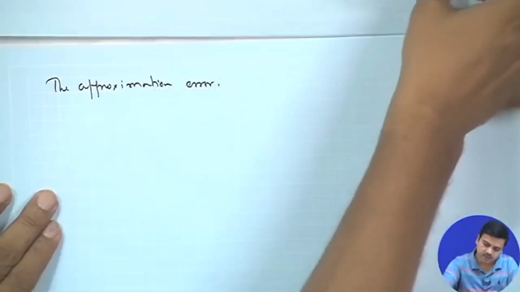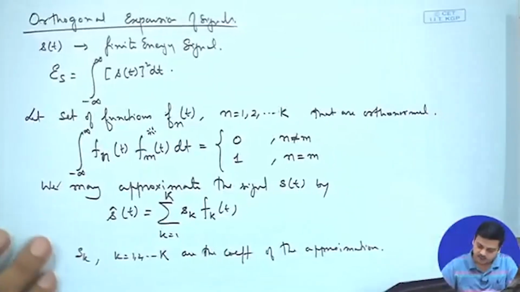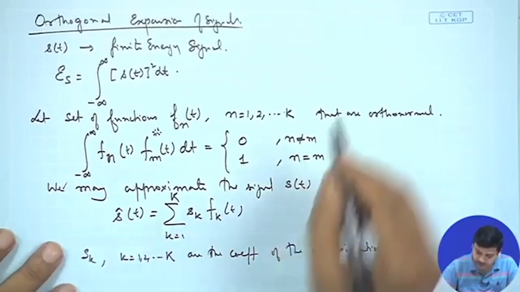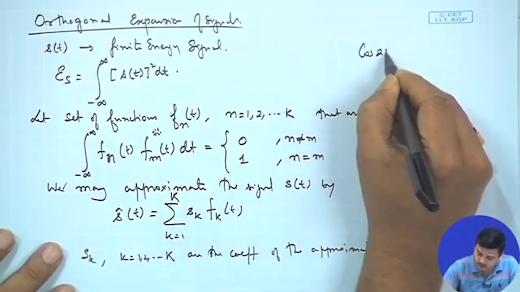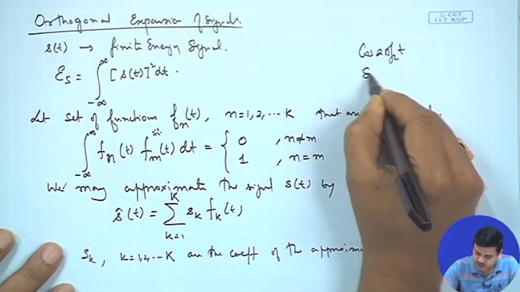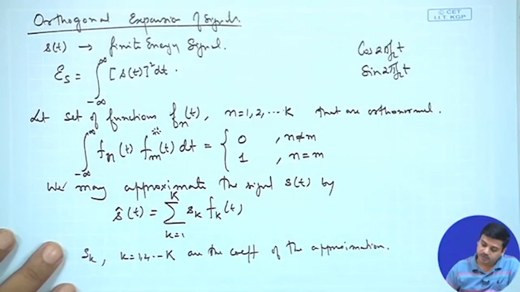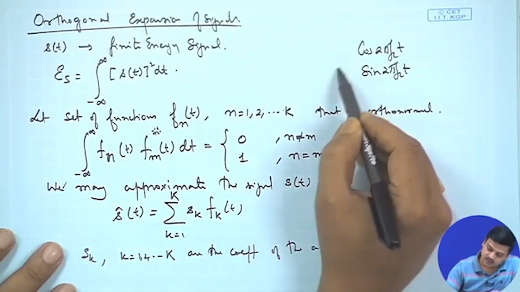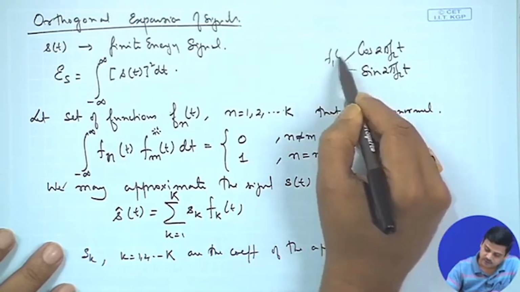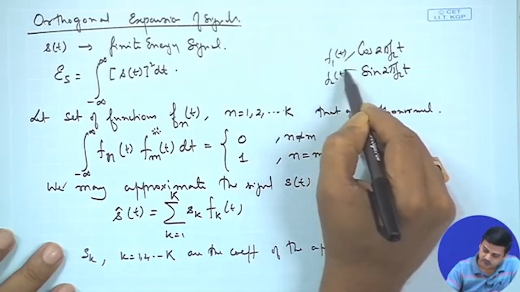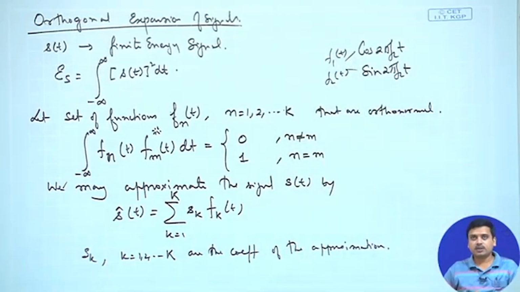Now, just a note at this point, simply you can think of cos 2 pi f c t and sin 2 pi f c t, if it is sounding too abstract. These two functions, I can call this f 1 of t, I could call this f 2 of t. So, then I could say, what is the projection of my signal, or can I reconstruct my signal using these two.